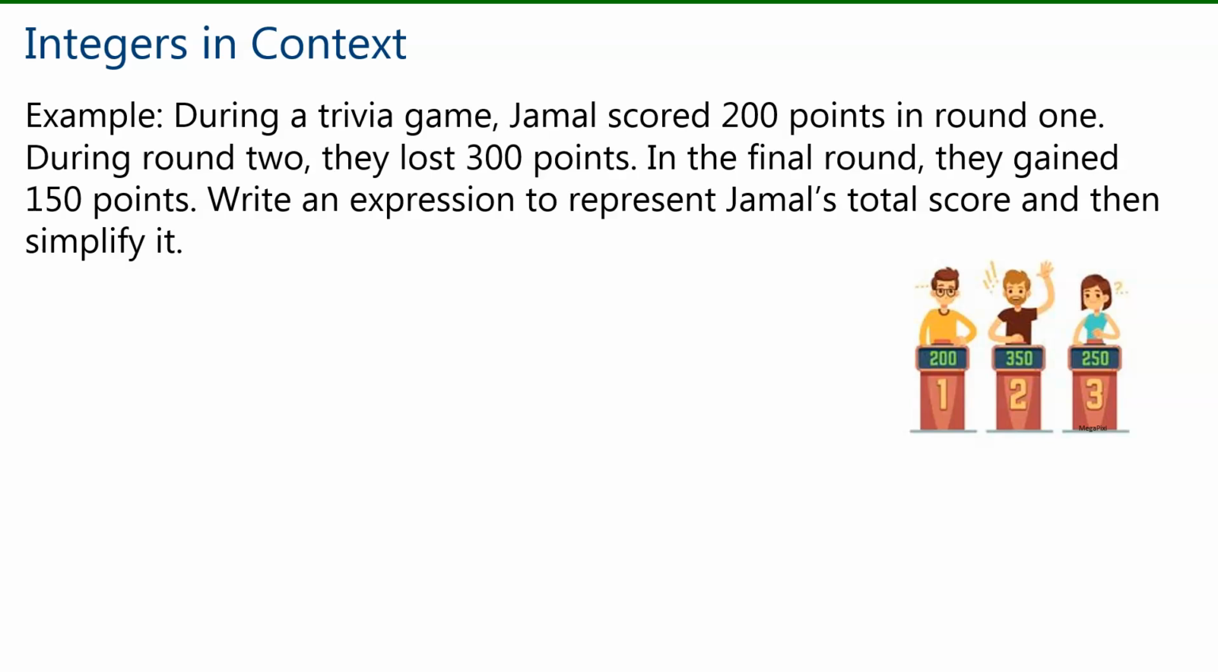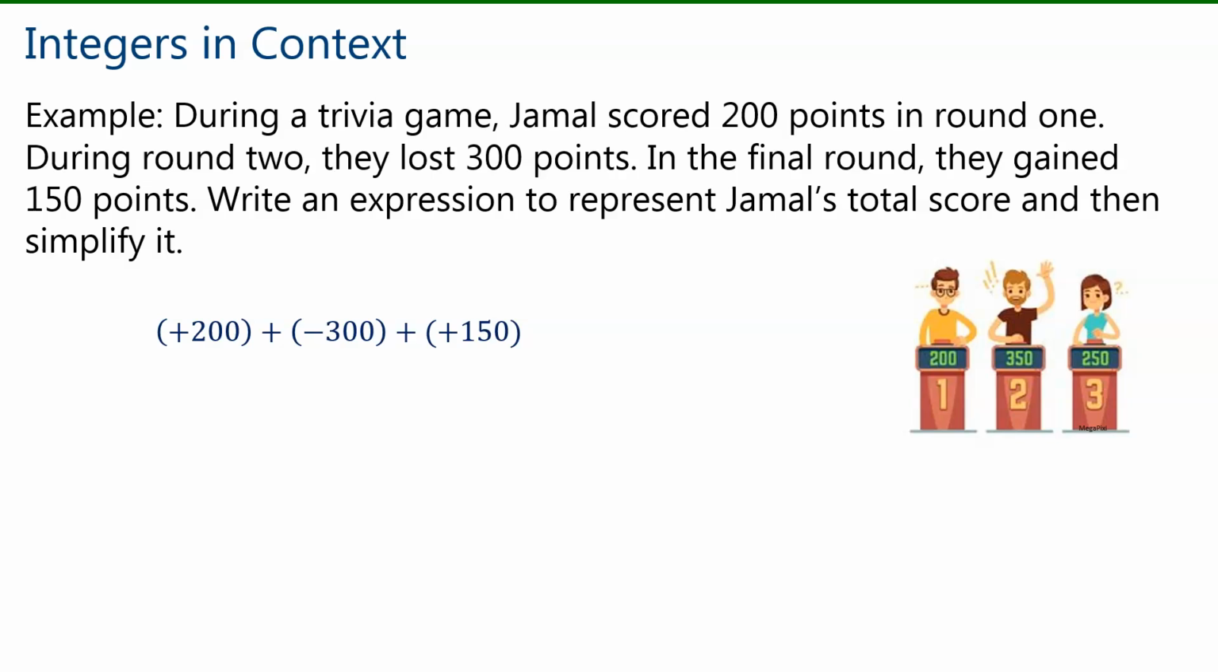Now in this next example, it says during a trivia game, Jamal scored 200 points in round 1. Now, during round 2, they lost 300 points. And in the final round, they gained 150 points. Write an expression to represent Jamal's total score, and then simplify it. So if they scored 200 points in round 1, that would be a positive, and when they lost, that would be negative. So putting the 3 points together, we'll have an expression like this.